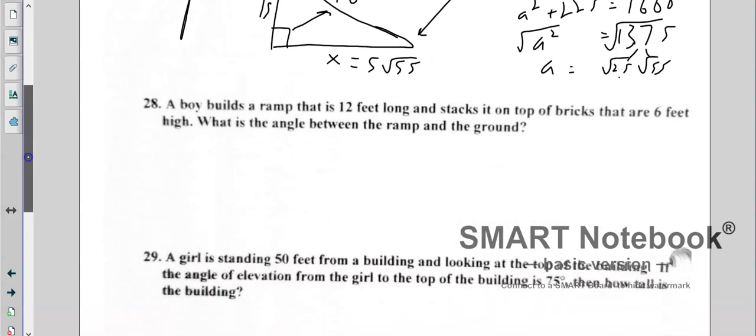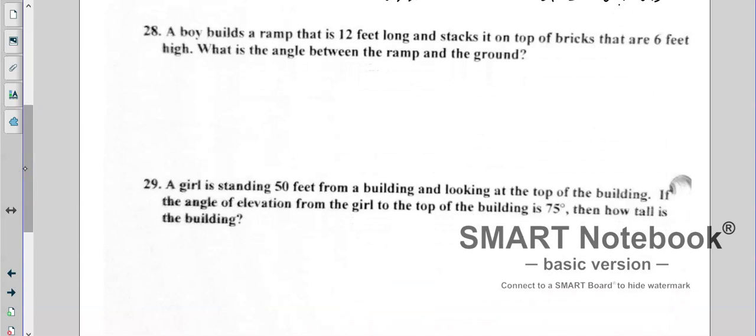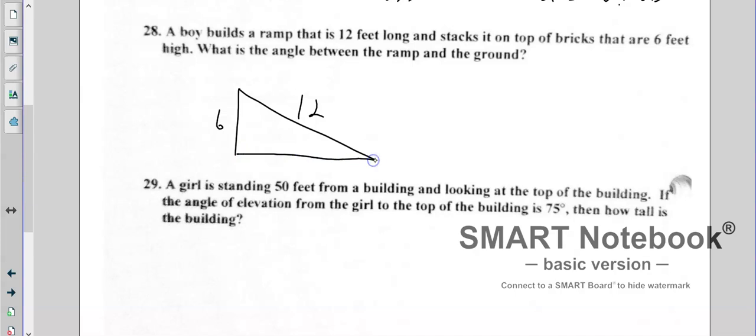No decimals. A boy builds a ramp that is 12 feet long. So here's our ramp, 12 feet long. And stacks it up on tops of bricks that are 6 feet high. 6 feet high. What is the angle between the ramp and the ground? We're trying to find this angle right here.